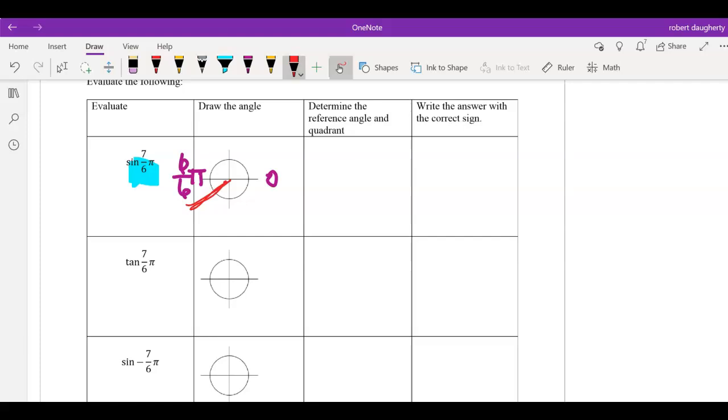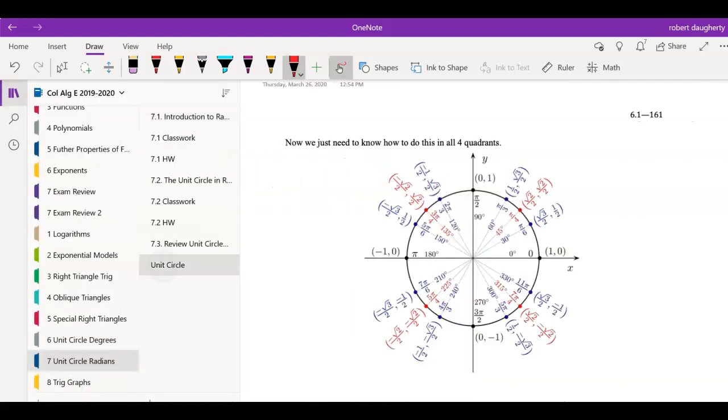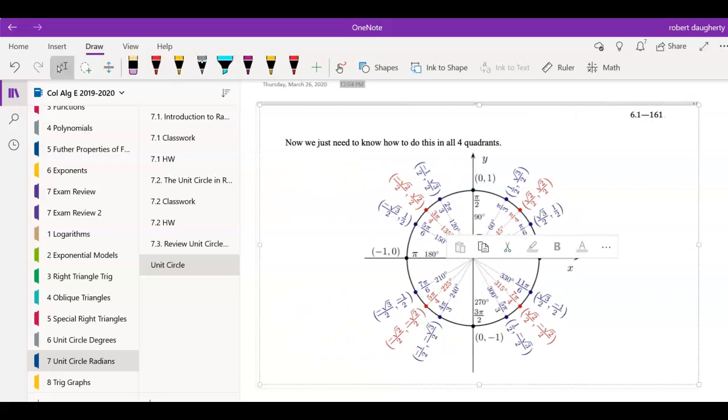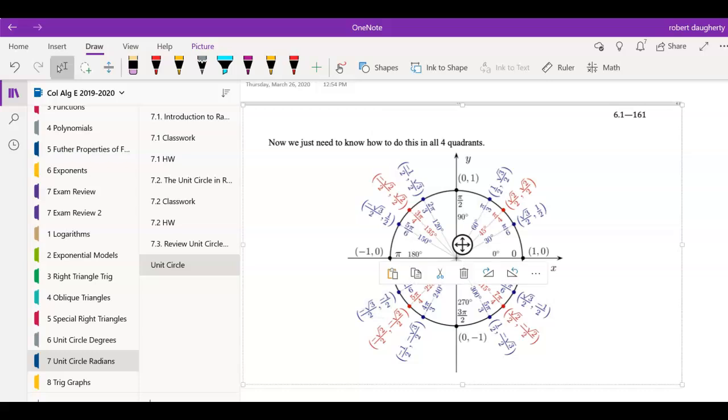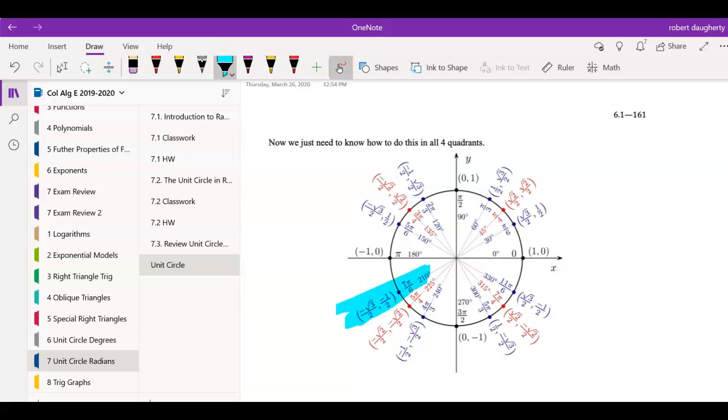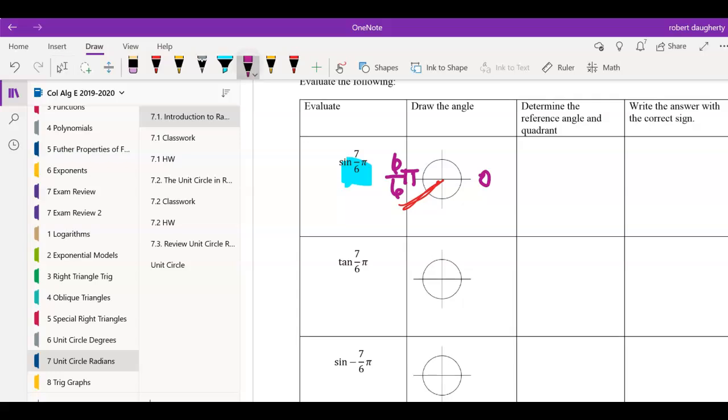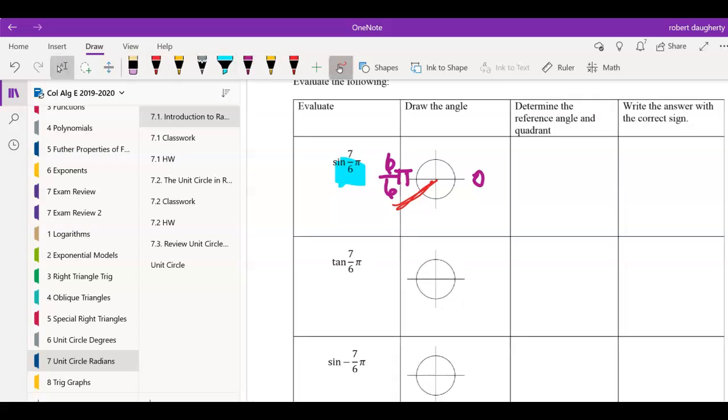Now if I just go back and look, I'm looking for the sine. The sine is the y value. So when you go look at your unit circle at 7/6 pi, what is the y value at 7/6 pi? The y value is -1/2. So the answer to this is just going to be -1/2.